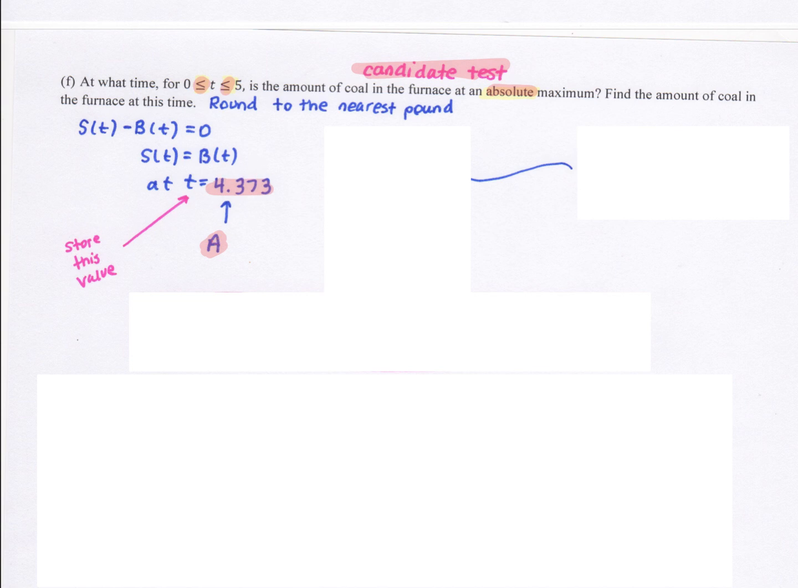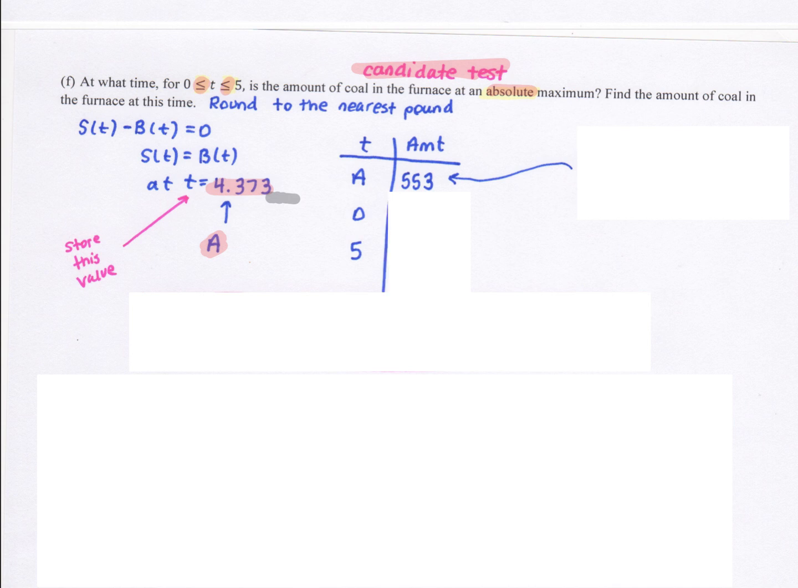You don't have to store it, but if you do not, make sure that you carry this number out more digits to use in a further calculation. So that is the first number that's going to go in my sign chart. And then I also have to consider my endpoints. That is the 0 and the 5.